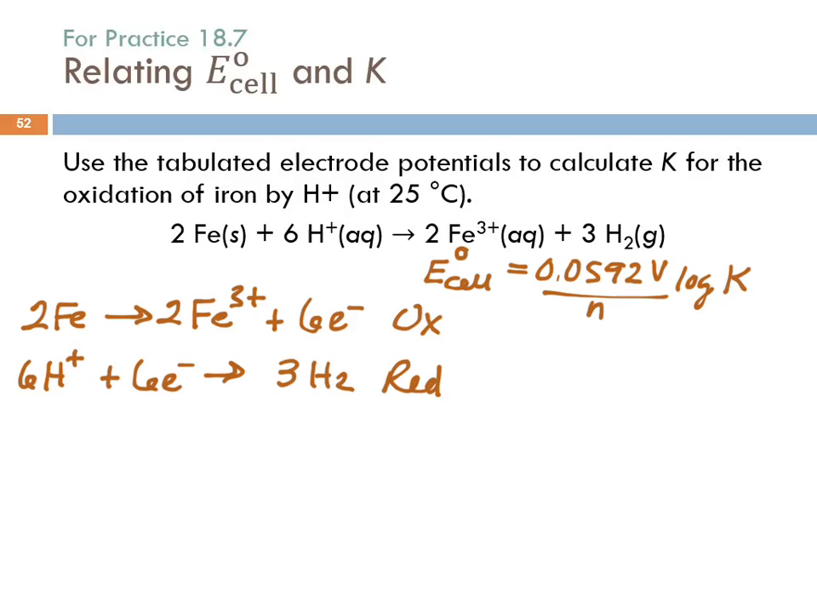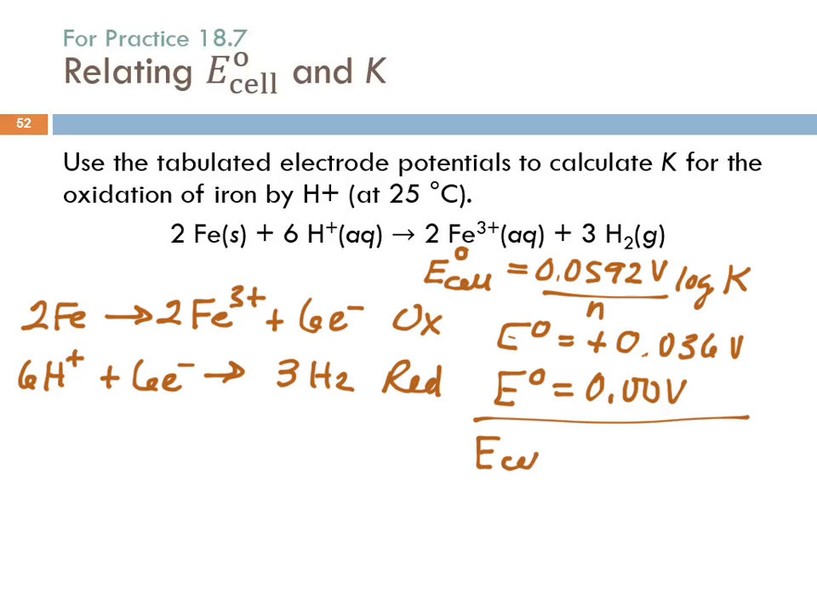If we look this up in the table, we see that this is the reduction, the equation for the standard hydrogen electrode. So E0 for that is 0 volts. This is written as an oxidation, but we find it in the table as a reduction, and the standard potential is minus 0.036. Since we wrote it backwards, we'll change the sign to plus 0.036. The standard cell potential will then be plus 0.036 volts.